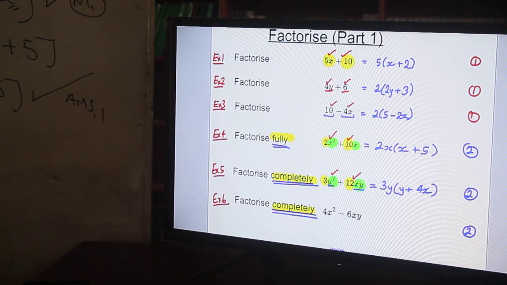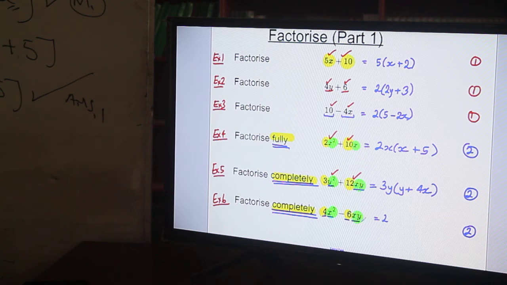And last one, do it as we've done before. So look at the number term separately, there's a 4 and a 6. And look at the algebra term separately, there's an x squared and an xy. So let's try and take out factors. The biggest factor that goes into 4 and 6 is only 2.